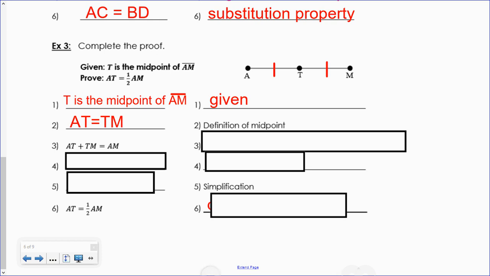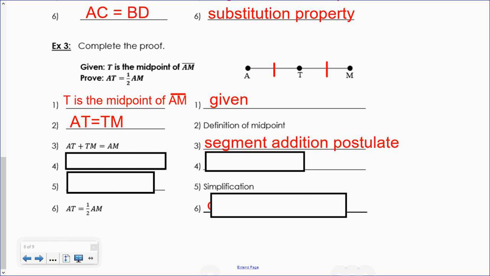Alright, I don't know anything besides that from the given, so now what I need to do is take that step and manipulate it a little bit. Now I need to start working to get towards my prove statement. So what's something that I could write now? It's provided for you. I say that AT plus TM is equal to AM. How do I know that? That's your segment addition postulate.